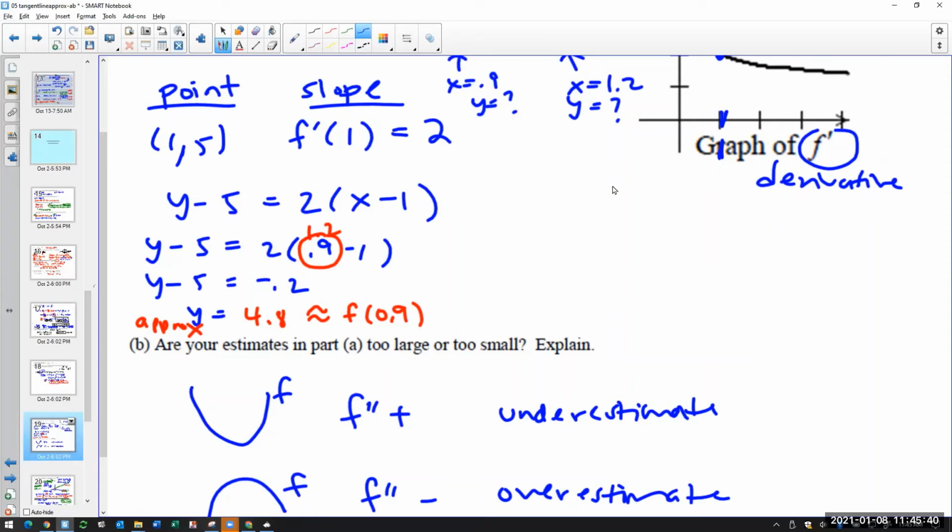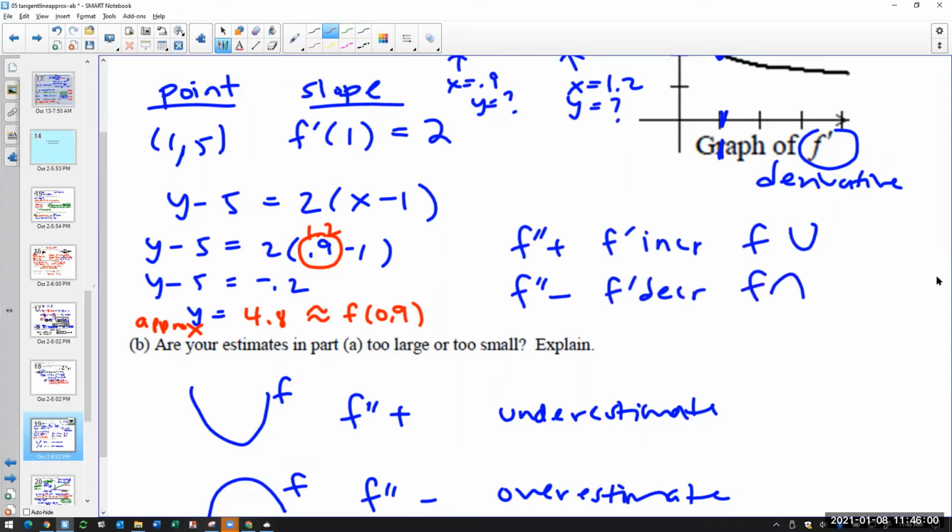Does that make sense? So you have to go back to what relationship you have between f double prime, f prime, and f. Do you remember? The second derivatives test. When f double prime is positive, f prime is increasing, and f is concave up. When f double prime is negative, f prime is decreasing, and f is concave down. Now remember what we said. If it's in the same row, they are all the same.